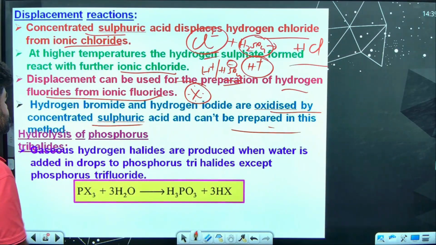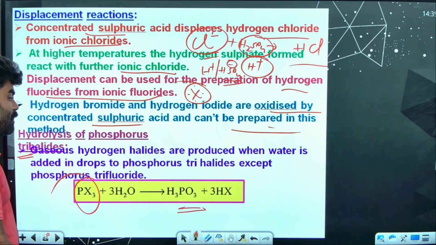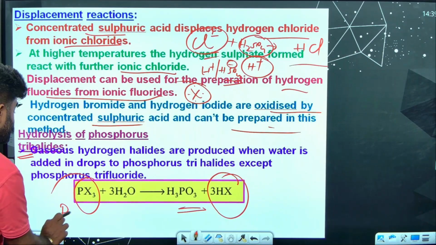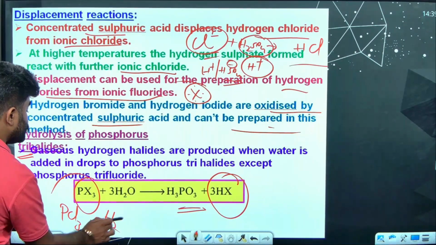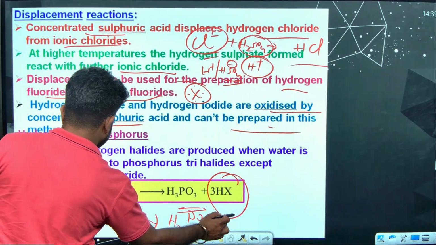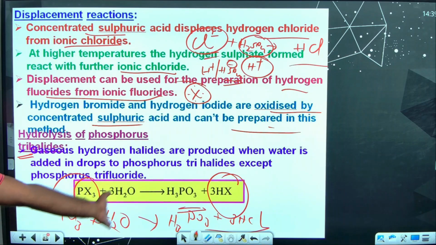Next method of preparation is hydrolysis of phosphorus trihalide, that is PCl3, PBr3 and so on. What happens when we hydrolyze this? You will get H3PO3 and your HX. Suppose you have PCl3, when it reacts with water, it forms H3PO3 with 3HCl. This is the specific reaction. As an example, if we hydrolyze phosphorus trichloride, you will get HCl along with phosphorous acid.